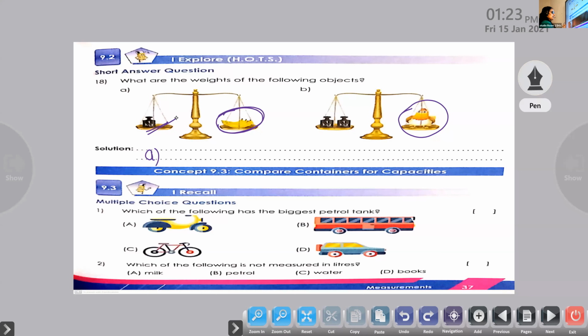It is on the simple balance, right? On one side, the object is there and on the other side the weight is kept. On that weight, the weight of that object is also written. One what? One kg. 1 kg is the weight of those bananas.